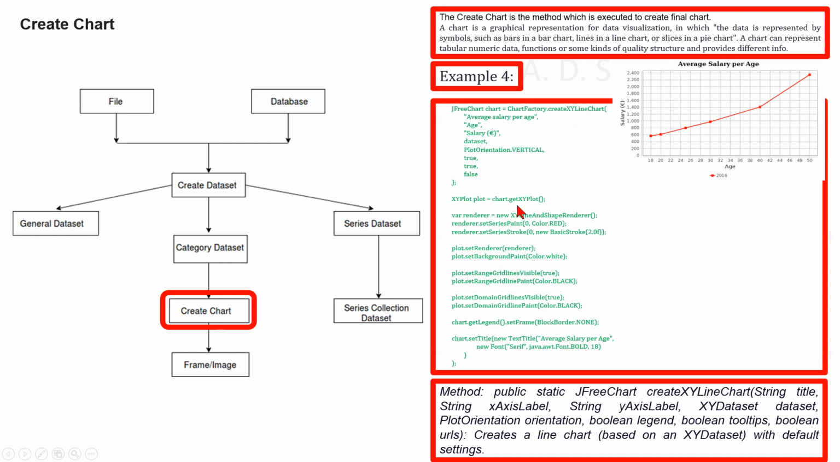Here the getXYPlot returns the plot cast as XYPlot. Note if the plot is not an instance of XYPlot, then a class cast exception is thrown. Here the XYLineAndShapeRenderer, a renderer that connects data points with lines or draws shapes at each data point. This renderer is designed for use with the XYPlot class.